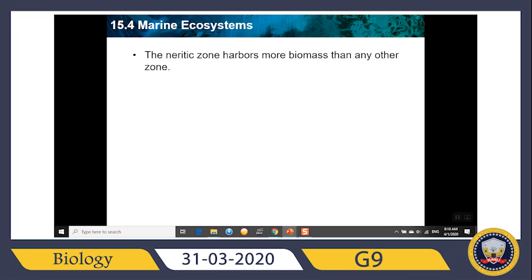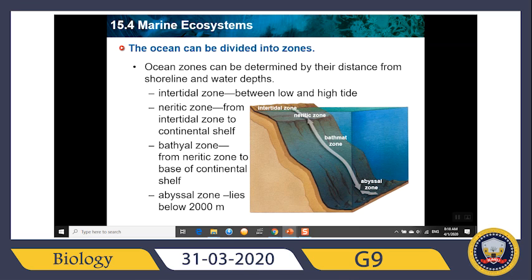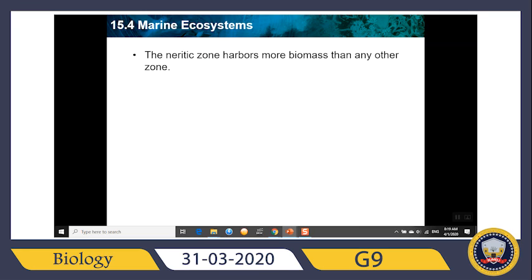Now, most of the marine life you'll find is in the neritic zone. In the bathyal and abyssal zones, there are very, very few organisms. So the neritic zone harbors more biomes than any other zone. Plankton make up most of the biomass, like zooplankton and phytoplankton, and we emphasized how important these are, especially phytoplankton. It's responsible for about 70% of every breath you take.